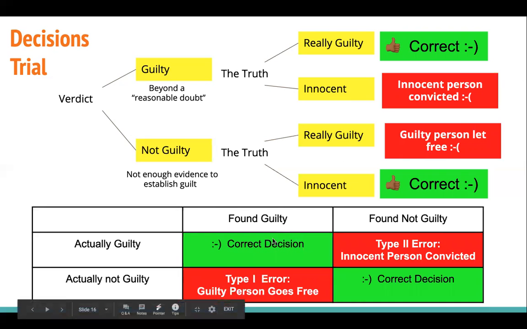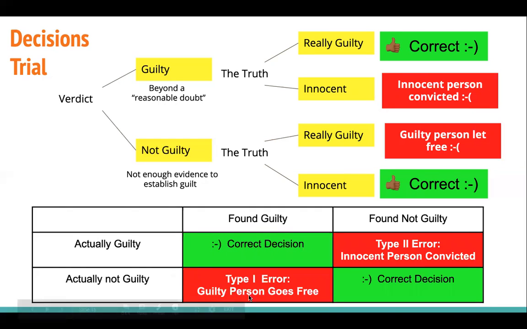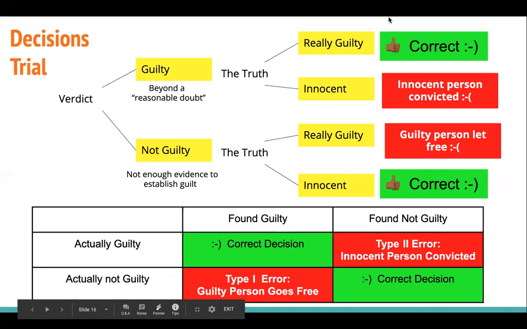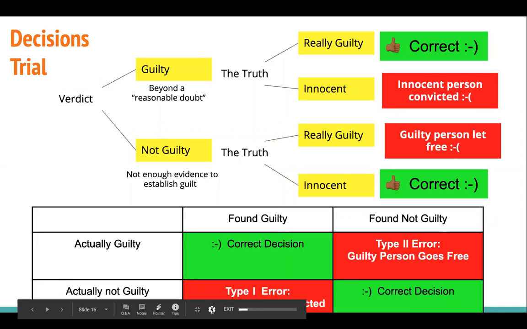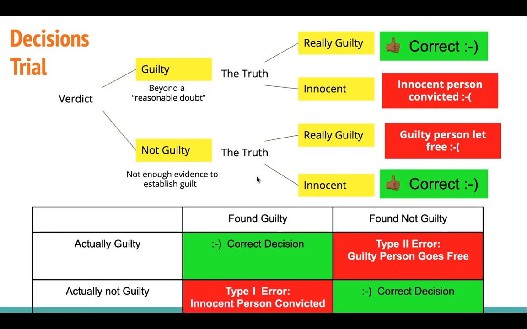This table sort of summarizes it, and we have our two types of error we're going to be talking about. Someone is found guilty, but in actuality, they're innocent. So our type 1 error is where we have the innocent person who has been convicted. And then our type 2 error is the error where we have a guilty person that goes free. In our legal system, type 1 error is typically considered the more serious of the errors.